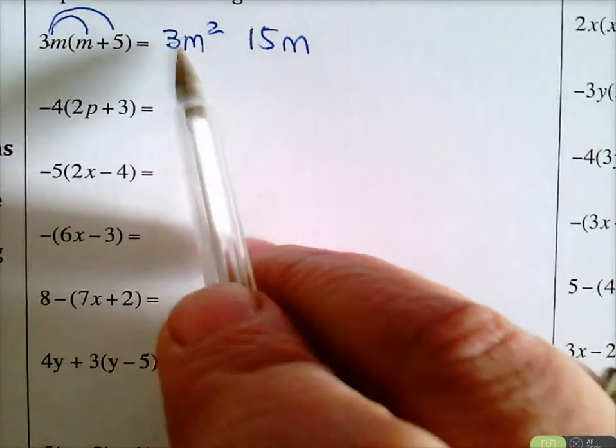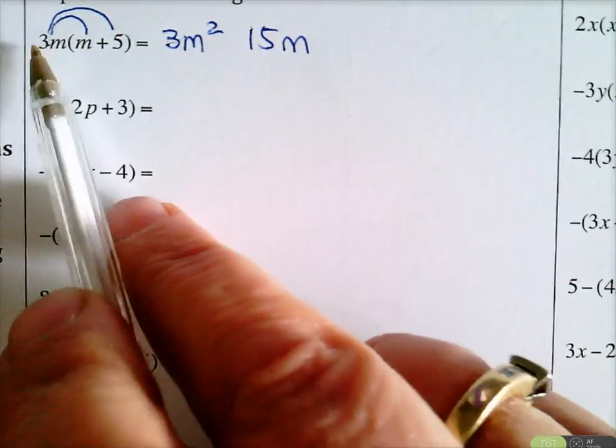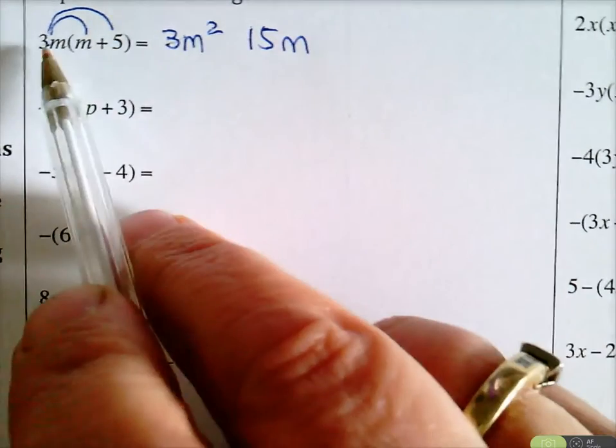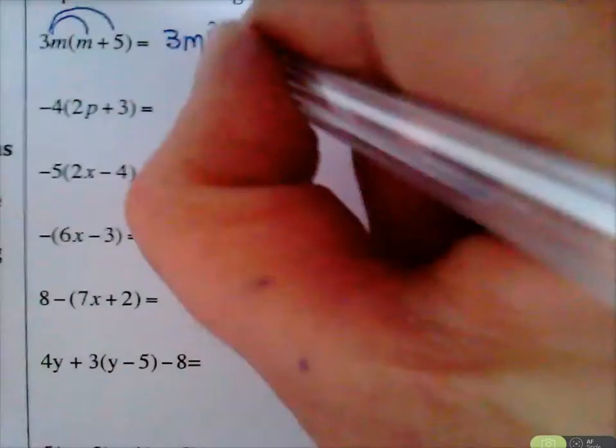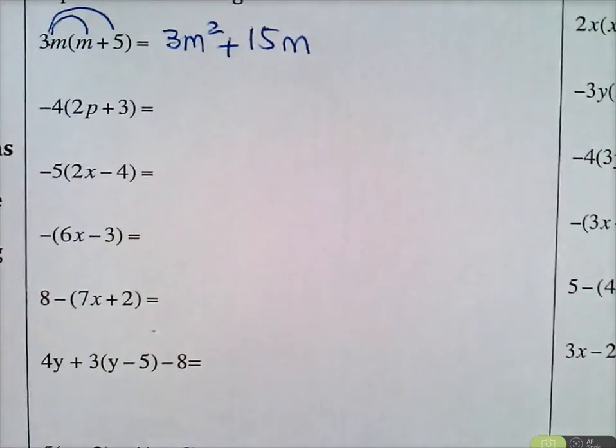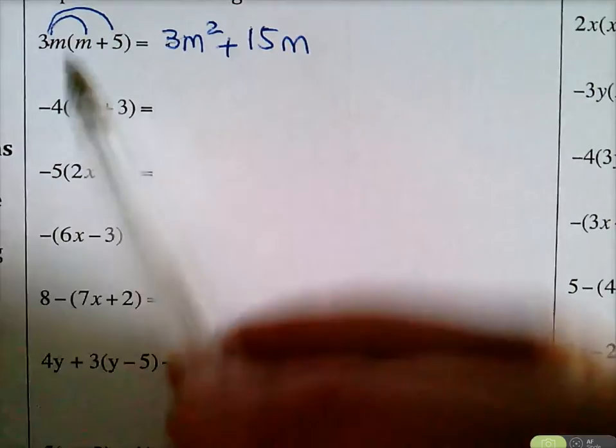So 3m times m is 3m squared. They're both positive. 3m times this 5 is 15m. That's 3m times a positive 5, plus 5. So it'll be positive there. You'll see when you'll get a negative in a minute.